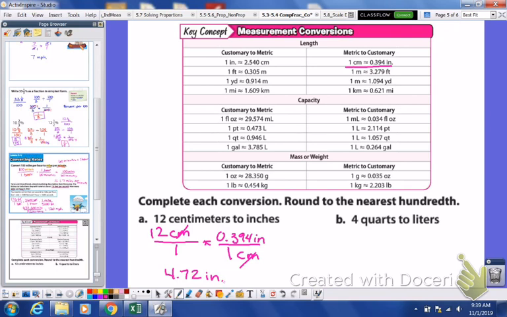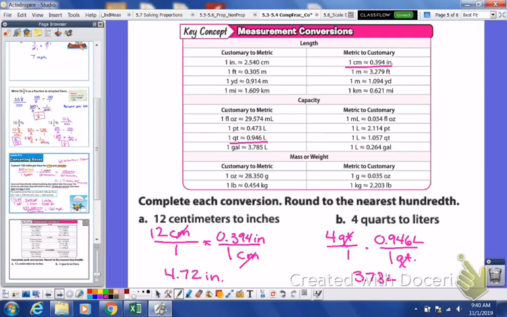And last one, 4 quarts to liters. So we start with 4 quarts over 1 times quarts to liters, so customary to metric this time, right here. So 1 quart is the same as 0.946 liters. My quarts cancel. 4 times 0.946 leaves us with 3.78 liters.